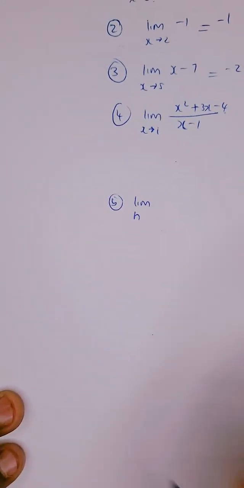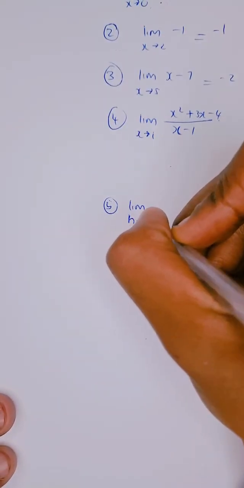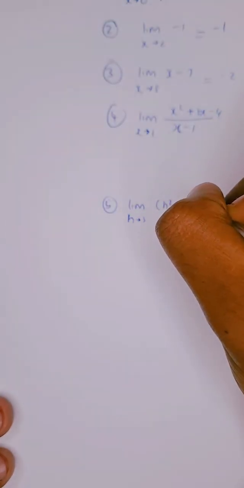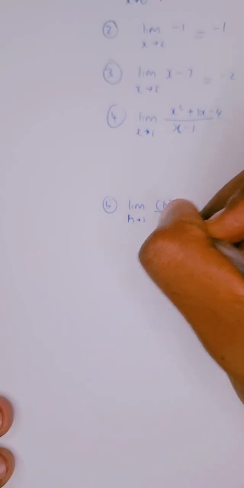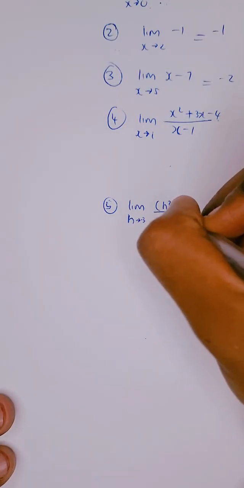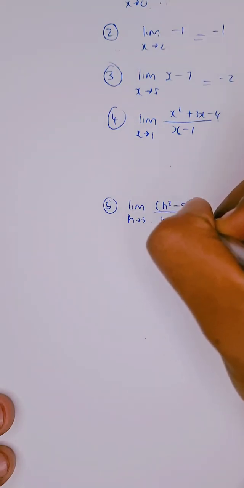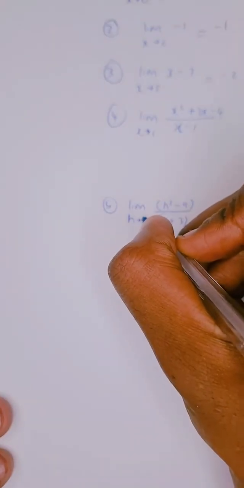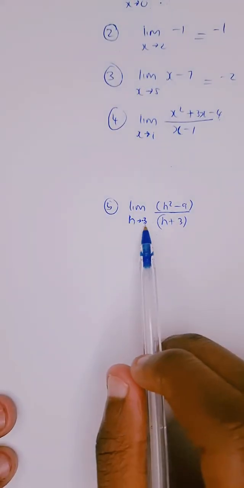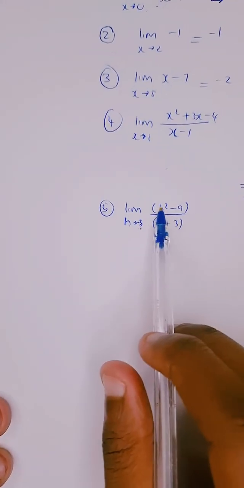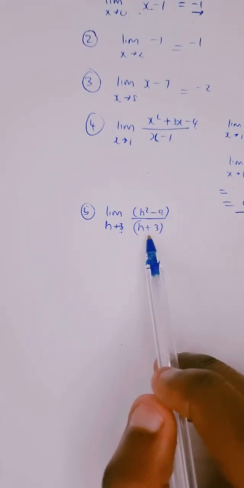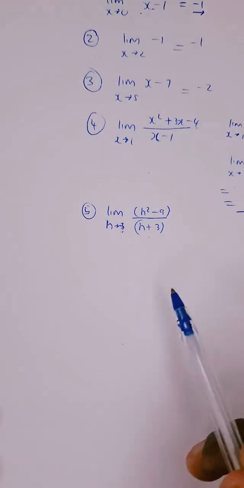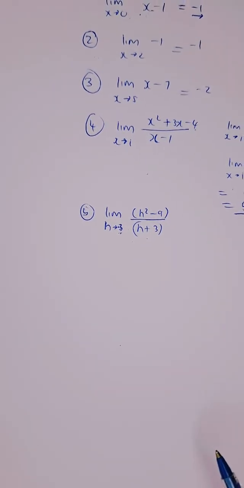The limit of h squared minus 9 over h plus 3 as h approaches negative 3. Guys, that's negative 3, okay? The limit of h squared minus 9 over h plus 3 as h approaches negative 3. Let's go.